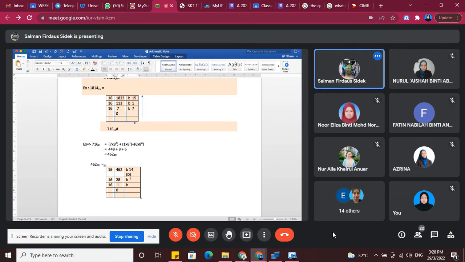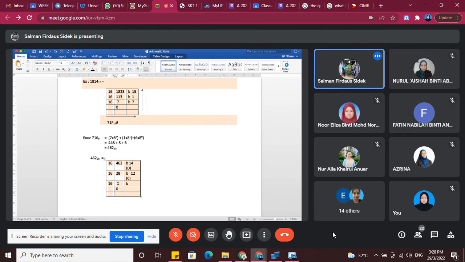Balance 12. Banyak balance ni. C. And then apa saya buat ni? 28 bagi 16, ni kosong, so balance kosong. Betul tak jawapan dia? 462 bagi 16, 28, balance 14. 28 bagi 16, 1, balance 12. 1 bagi 16 tak boleh, kosong kosong.